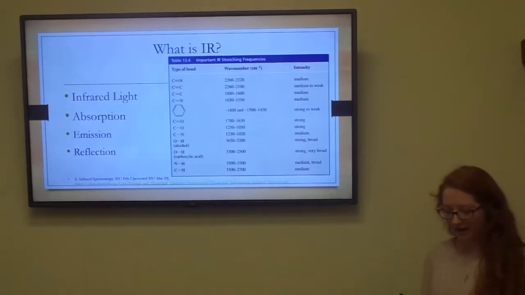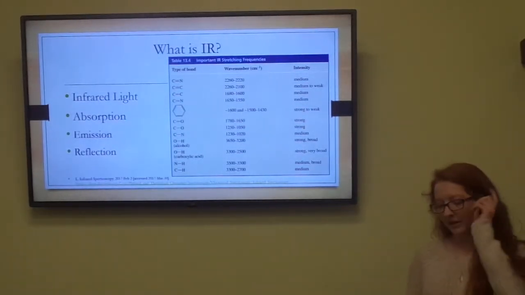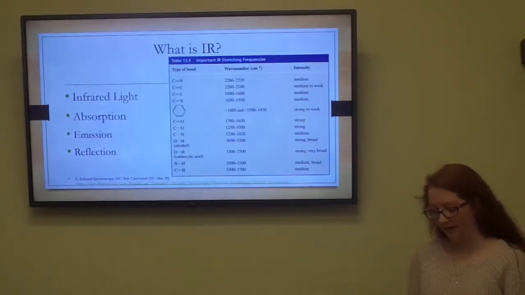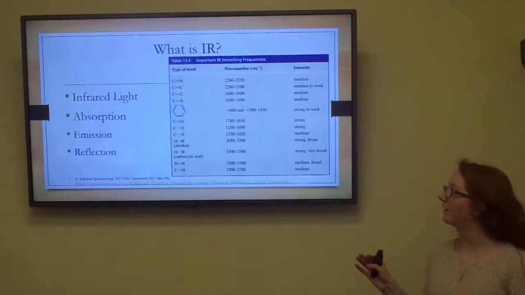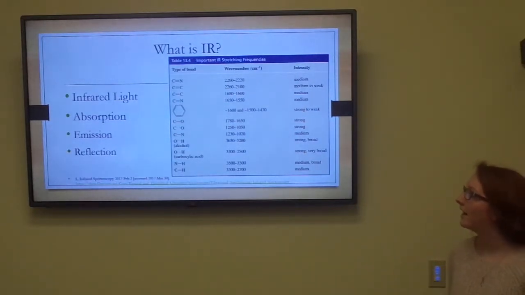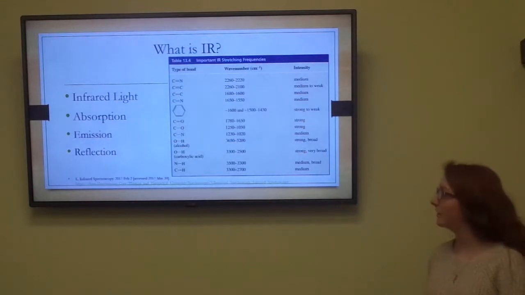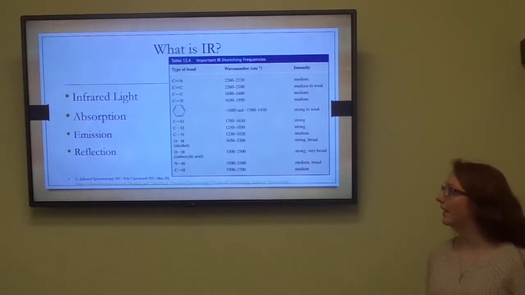What is IR? IR is infrared spectroscopy, which uses infrared light to find out the interaction with molecules. It measures the vibrations of the atoms when the infrared light goes into the substance, and when it increases energy, it measures these and prints them off into a sheet, which we will show on the next slide. This also shows you the absorption, emission, and reflection of the substance.